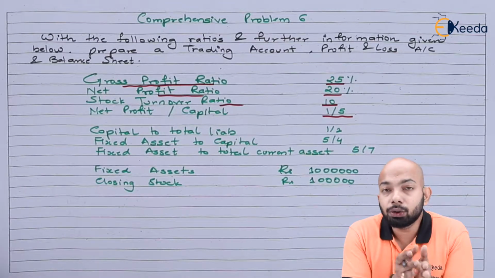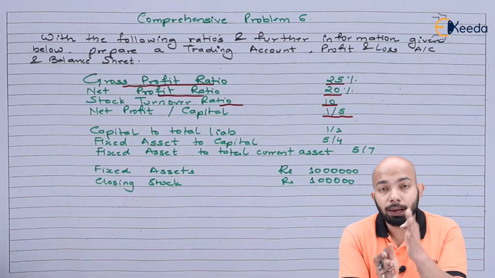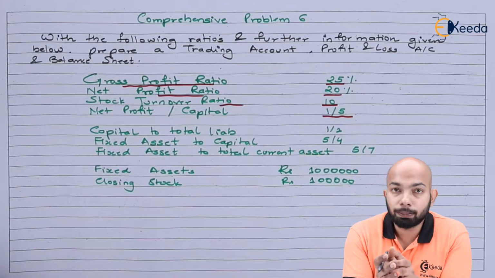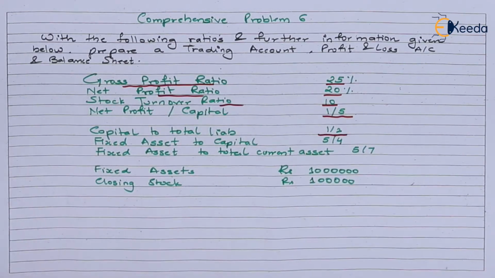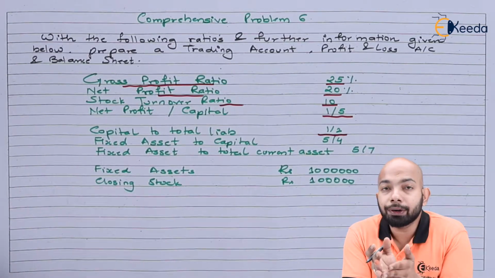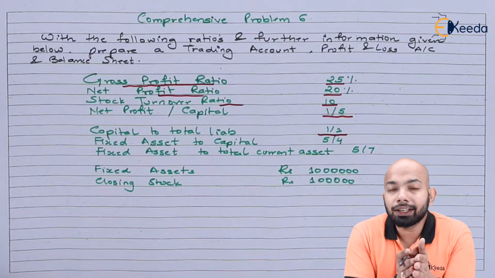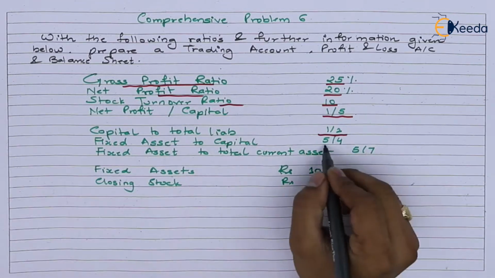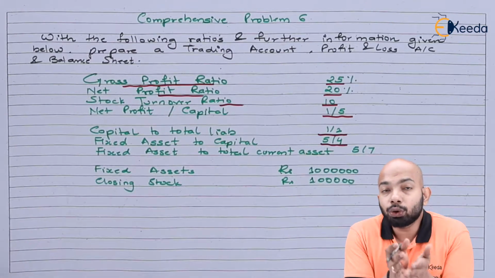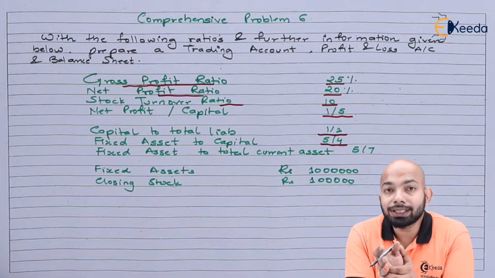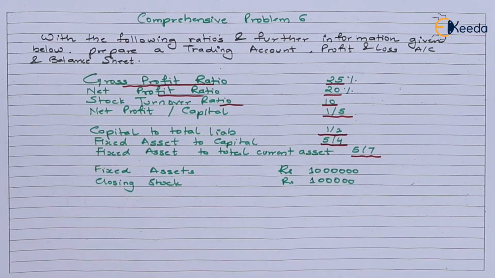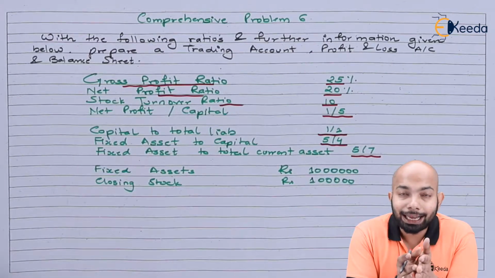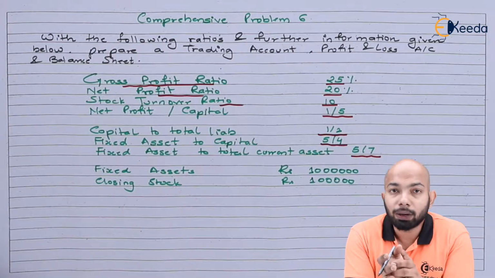We have capital to total liabilities, that means capital upon total liability, which is 1 upon 2. We have fixed asset to capital, the ratio is 5 upon 4. Fixed asset to total current asset is 5 upon 7. Fixed assets are worth rupees 10 lakhs and closing stock is worth rupees 1 lakh here.